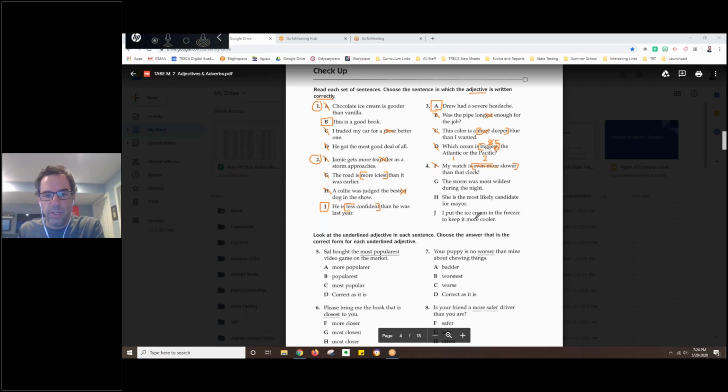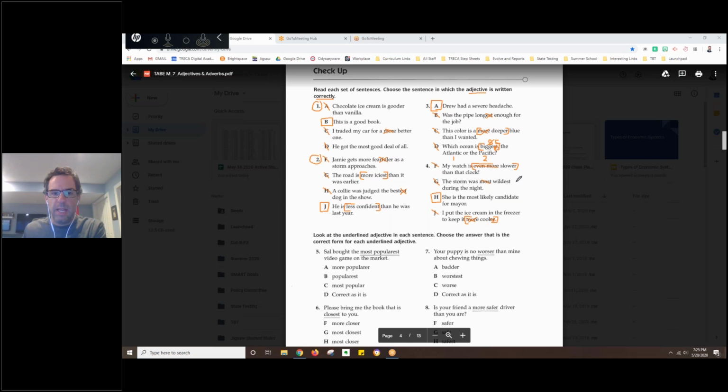I put the ice cream in the freezer to keep it more cooler. Okay, more cooler. It can't be more cooler. It just is cooler. I put the ice cream in the freezer to keep it. Actually, it's probably just cool. I put the ice cream in the freezer to keep it cool, right? You don't have to say more cooler. You're just saying cool. So I'm going to say the answer is H. She is the most likely candidate for mayor, because letter G just doesn't make sense. The storm was most wildest during the night. I mean, maybe it's the storm was wildest during the night. You're not really comparing. You're just kind of describing the storm.